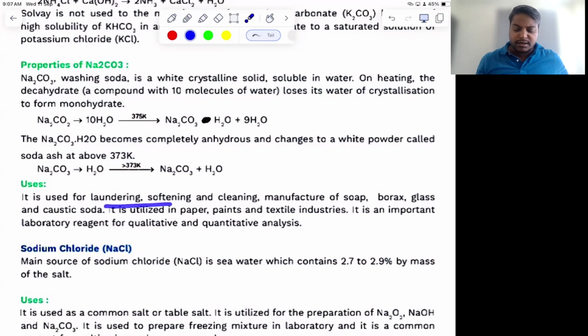It is used for laundering, softening, and cleaning purposes. It is used for borax glass and caustic soda. It is used in paper, paints, and the textile industry. It is an important reagent for quantitative and qualitative analysis.